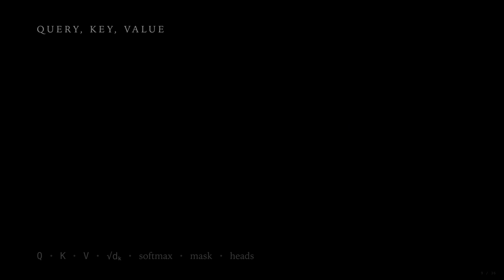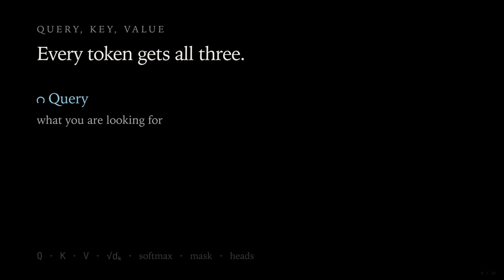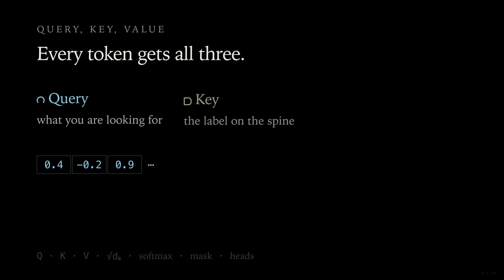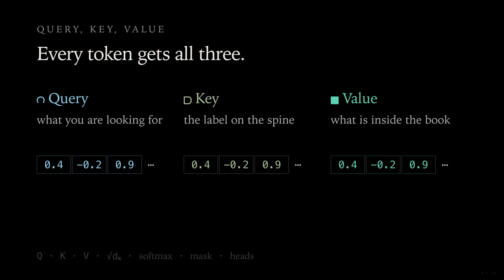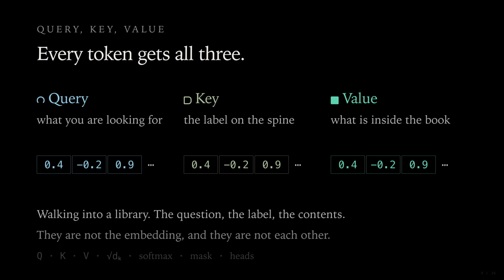Every token gets a query, a key, and a value. All 3 are vectors built from the token's own representation, but none of them is the embedding. Think of walking into a library. The query is what you are looking for. The key is the label on the spine, and the value is what is actually inside the book.